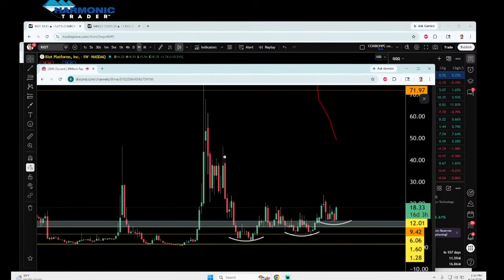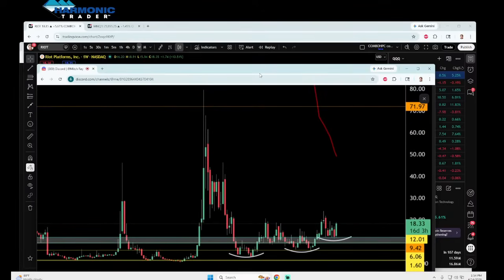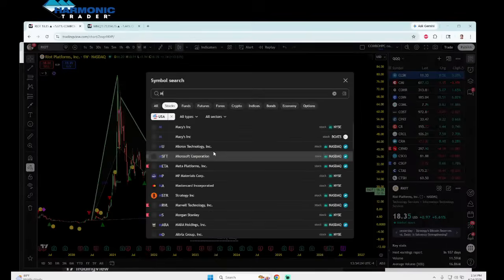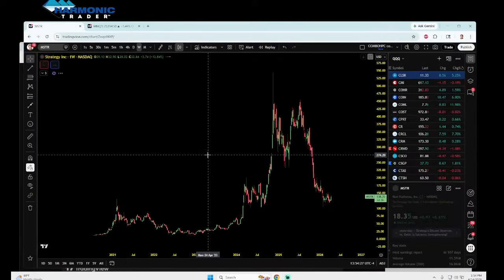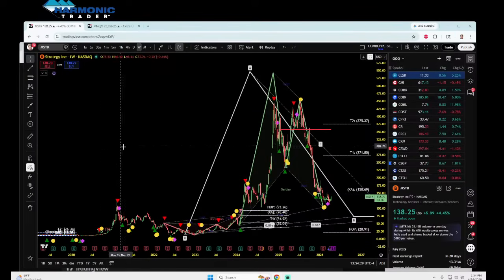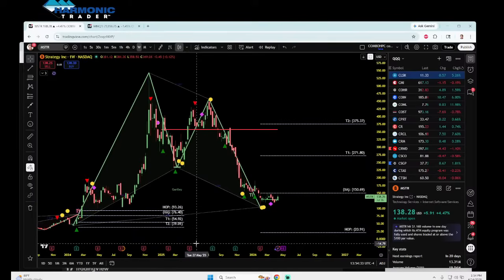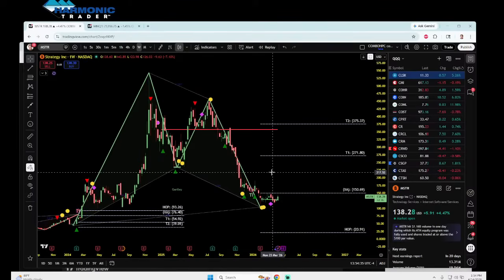Where Bitcoin is, I don't know. MicroStrategy, I'm looking at that as well. Coinbase, those two are indirect plays. MicroStrategy, check out the massive pattern on screen there.